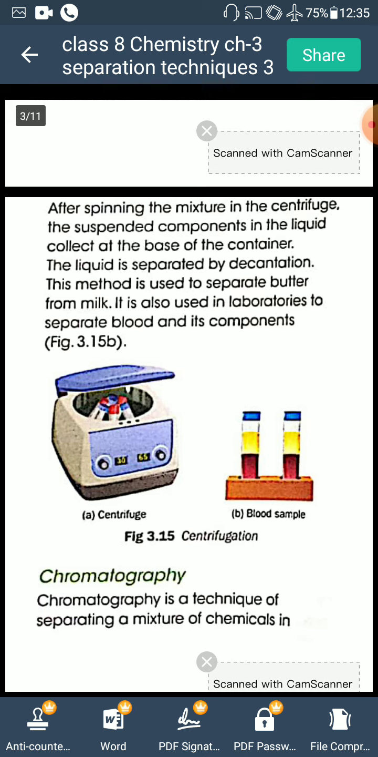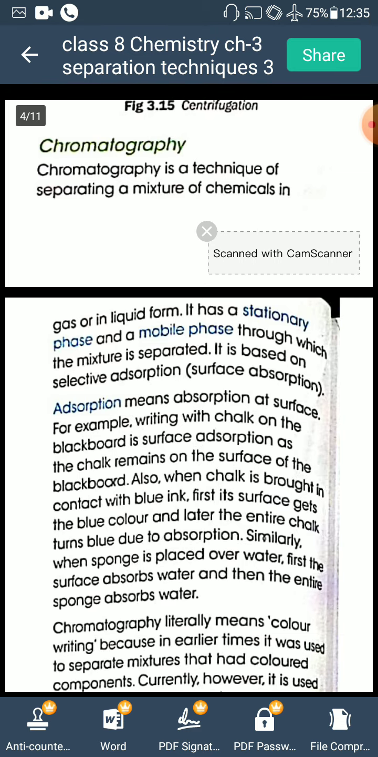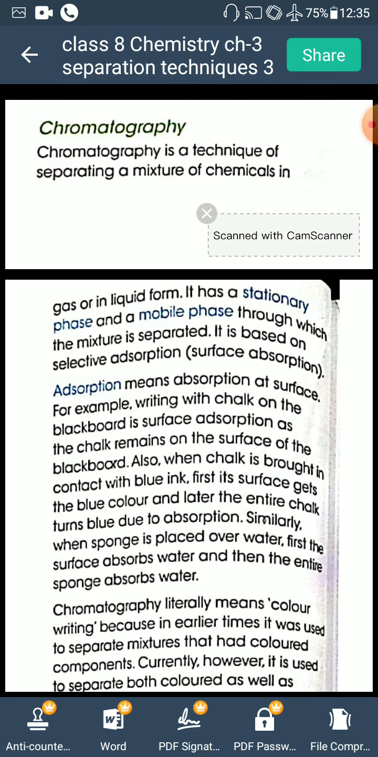Now the modern technique of separation is chromatography. Chromatography is a technique of separating a mixture of chemicals in gas or liquid form. In chromatography, there are two phases. One is the stationary phase and the other is the mobile phase, through which the mixture is separated.